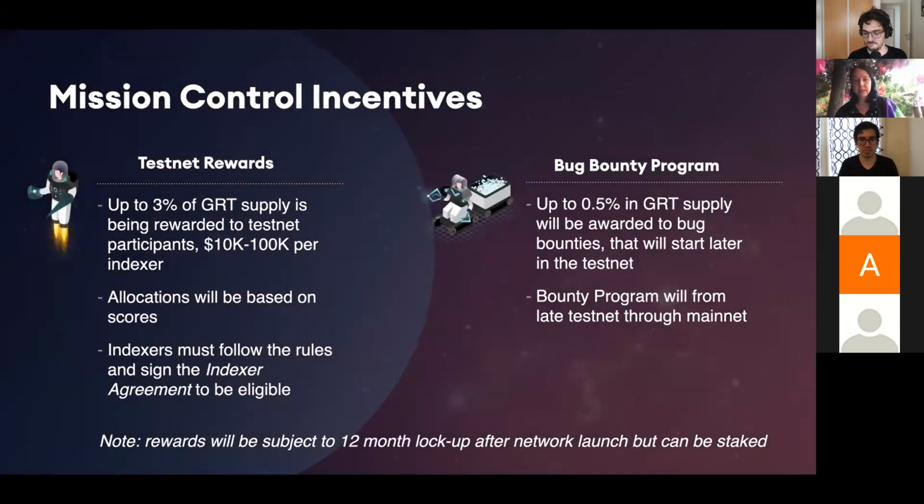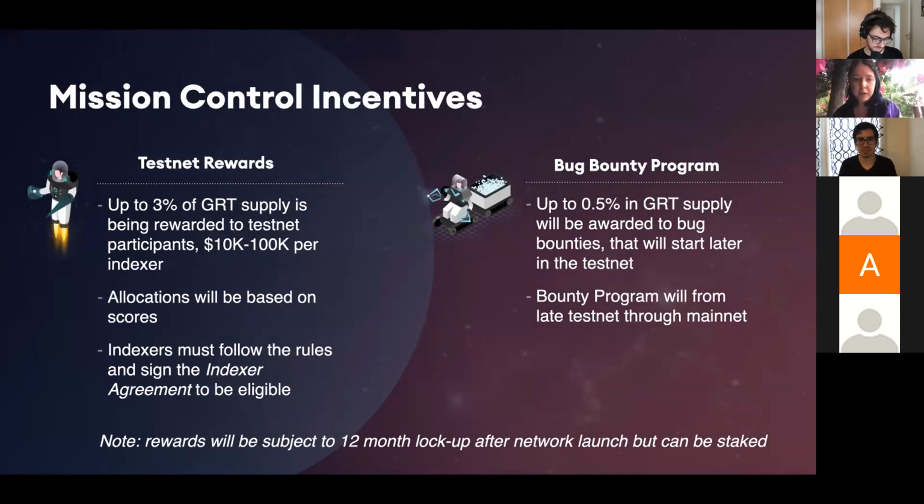In terms of incentives, as you might have seen in the package, we're giving up to 3% of GRT supply as a reward for testnet contributions. That'll end up being 10 to $100,000 US per indexer, depending on performance. And as mentioned, that could range from simply participating throughout the testnet very passively to teams that are extremely involved and collaborative.